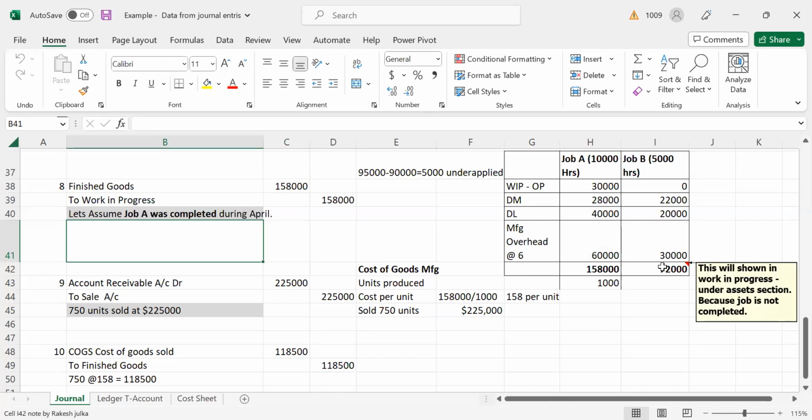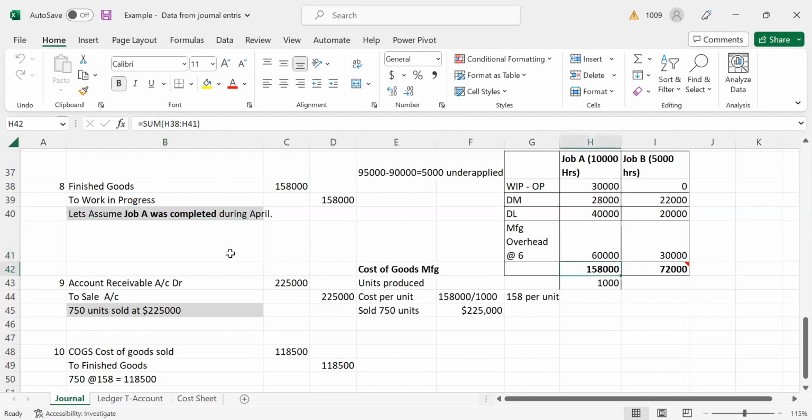So this will definitely show in the work in progress under the assets section, because the job is not completed, right? But this job is completed. We are assuming this one. Now here we know that 750 units were sold. If 750 units were sold at the rate of this much, it means we have received some money, or if not money, then accounts receivable. We will receive that money later on.